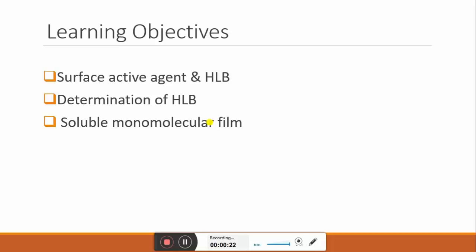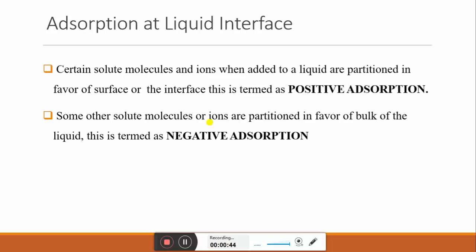What are the learning objectives of this video? After going through this video, learners will be able to understand surface active agent and HLB, determination of HLB, and soluble monomolecular film. Let's see what is the meaning of adsorption at liquid interface.